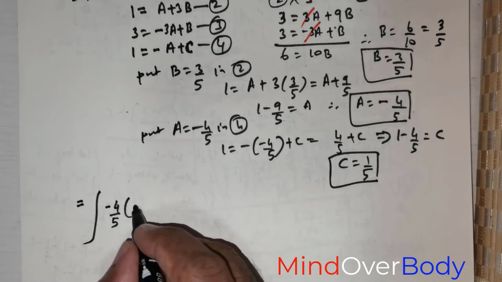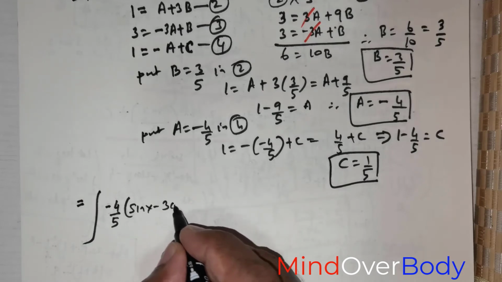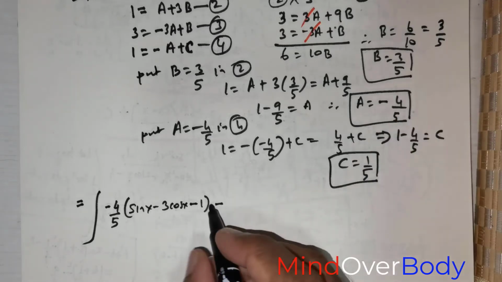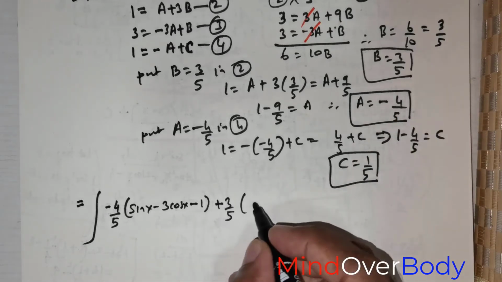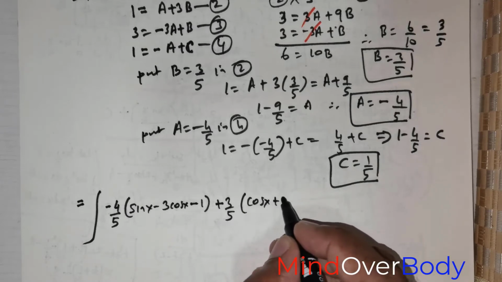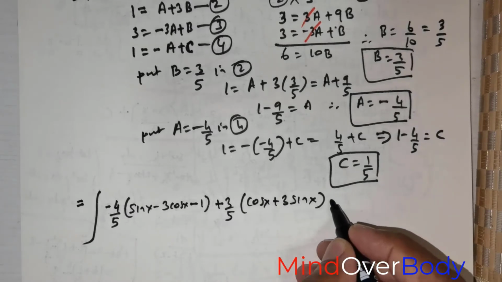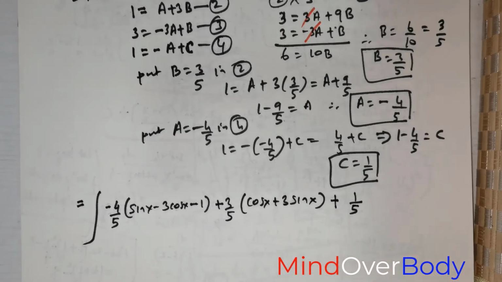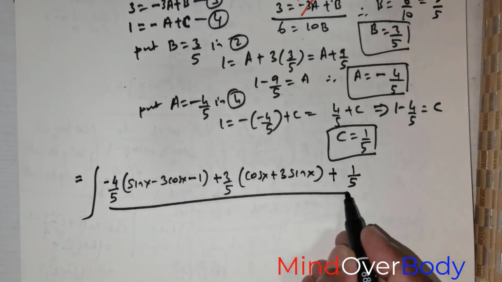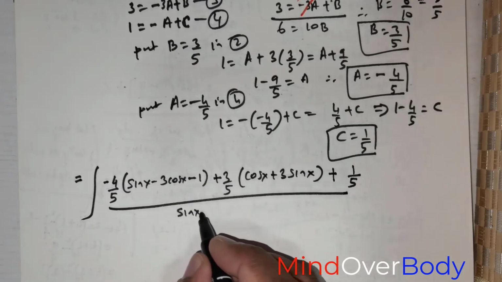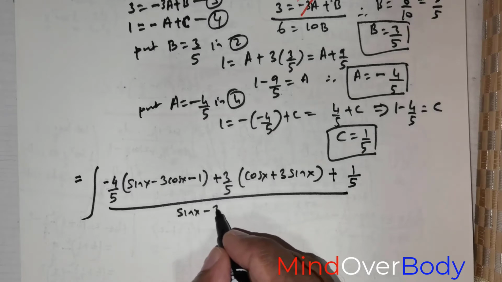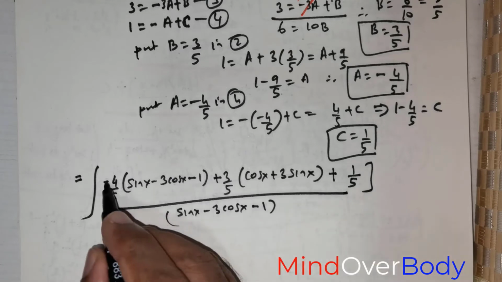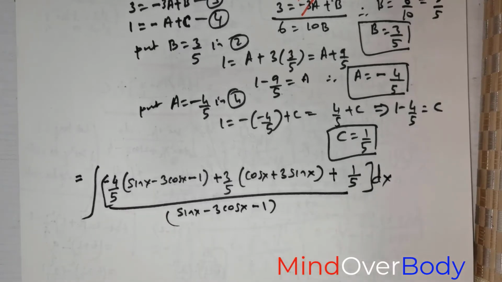So that's going to be sin x negative 3 times cos x negative 1, and the value for b is 3 over 5 of cos x positive 3 times sin x positive. The value for c is 1 over 5. So this has to be divided by the denominator, which is sin x negative 3 times cos x negative 1, and this entire quantity has to be multiplied by dx.